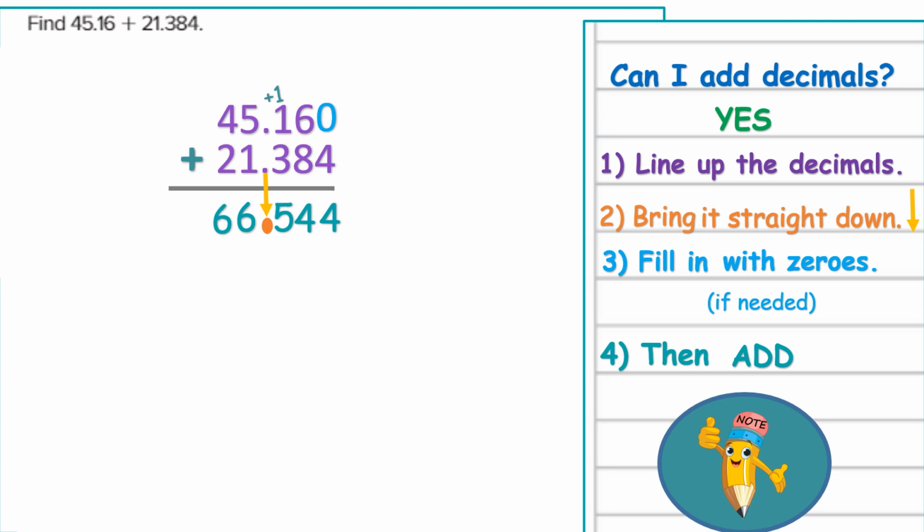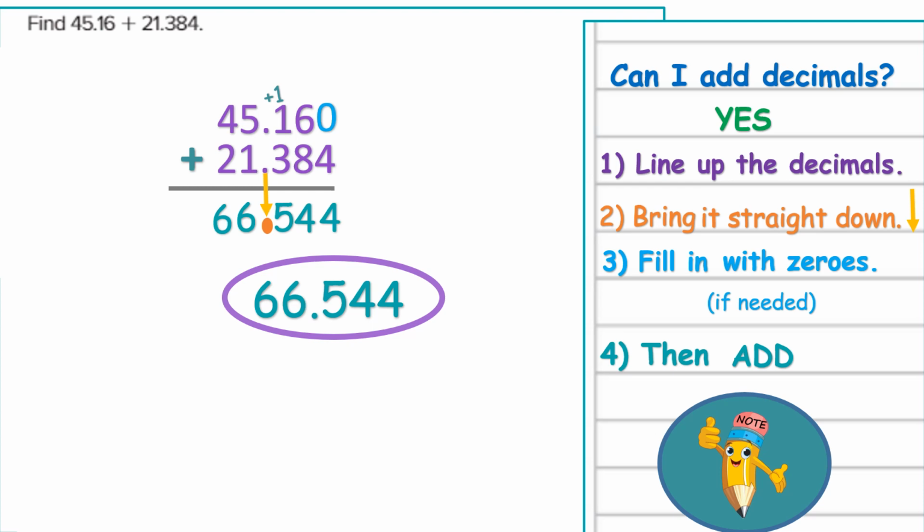4 plus 2 is 6. What do I do next? Nothing. That's your answer. You're done. Your answer is 66 and 544 thousandths. So we have 4 steps we follow when it comes to adding decimals.